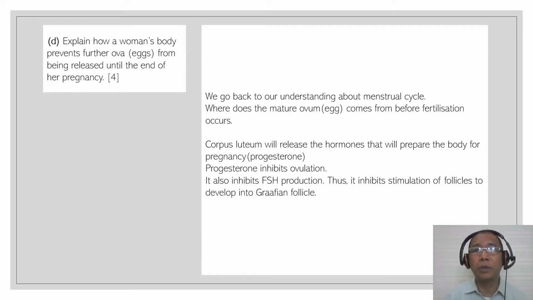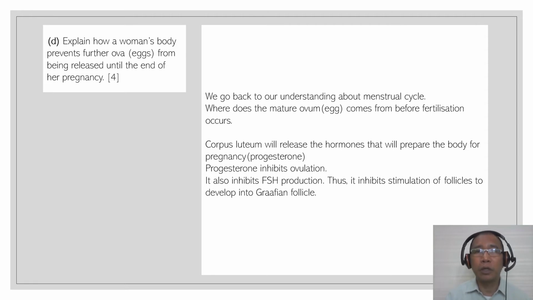So we have to take note that during the time when the mature egg is released into the oviduct from the ovary, what is left is the corpus luteum. And then this corpus luteum will release a hormone that will prepare the body for pregnancy, and that is progesterone. And progesterone also maintains the thickness of the uterine lining, as well as formation of some of the needed things for the baby to be formed.